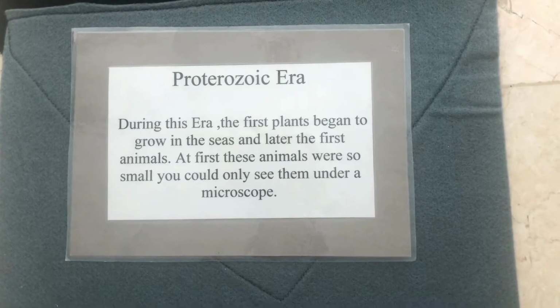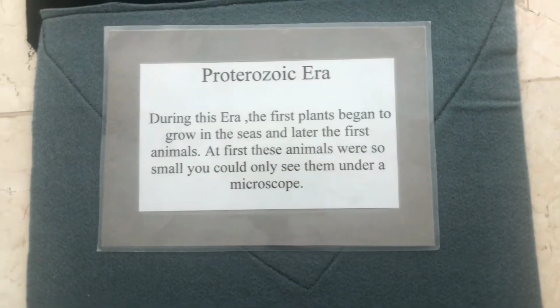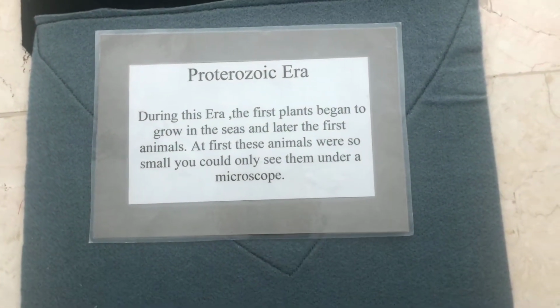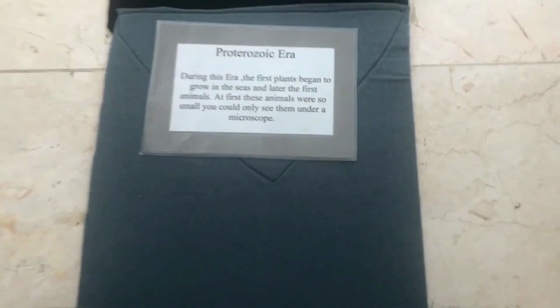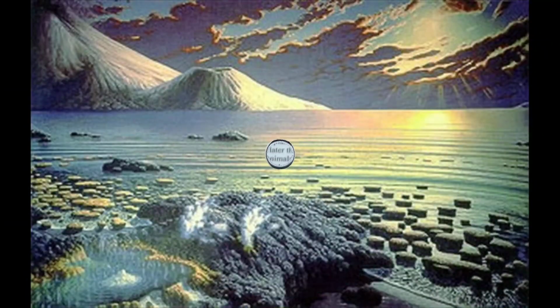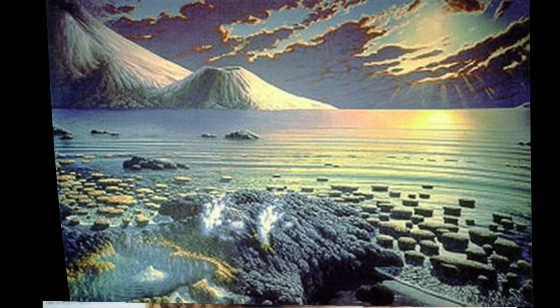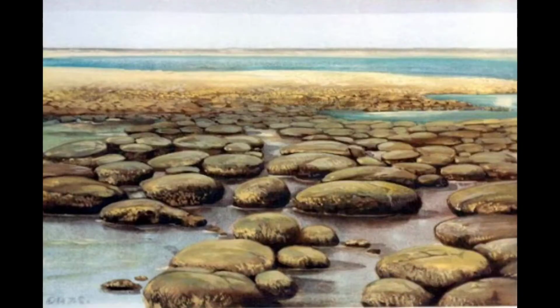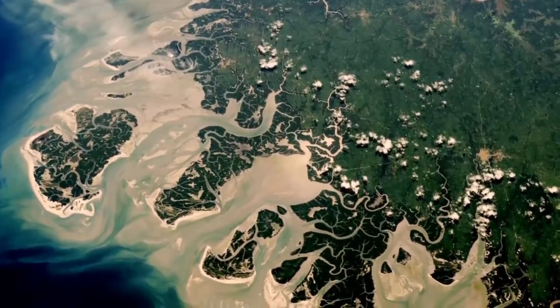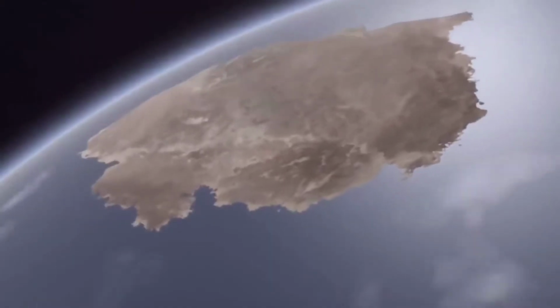And it was during this era where the first plants began to grow in the sea and even the first animals. They were so small that you could barely see them. Do you want to know more about this? This was how our Earth looked. These were the first continents.